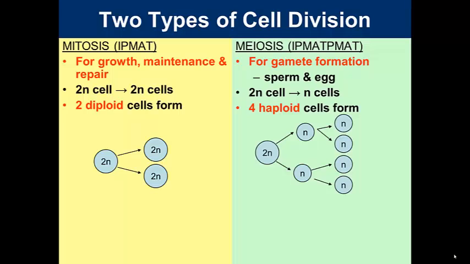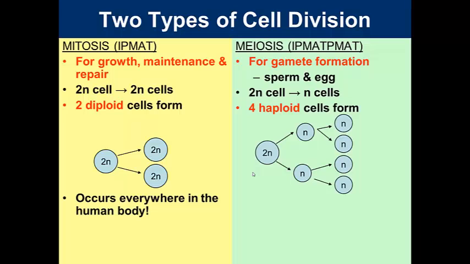Therefore, for instance, in the case of humans, if you start with 46 chromosomes in mitosis, you end up with 2 cells that have 46 chromosomes each. For meiosis, if you start with a cell that has 46 chromosomes, your end result are 4 cells that have only 23 chromosomes, so half the number of chromosomes as the original cell started with.